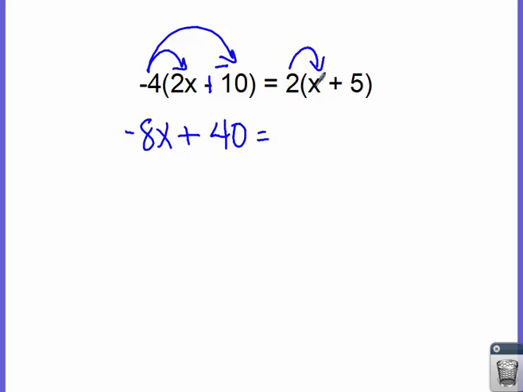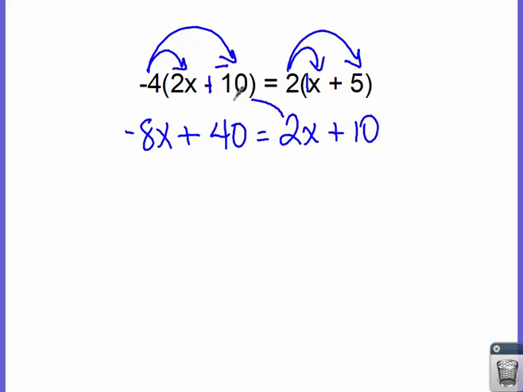So 2 times x, or 2 times 1x, is 2x, plus 2 times 5 is 10. The most common mistake that we make is we pass the number in front out to one of the things in the parentheses, but not pass it out to the other. And now, if you'll notice, once I got rid of my parentheses, it looks just like a multi-step equation. Get letters on one side, numbers on the other.